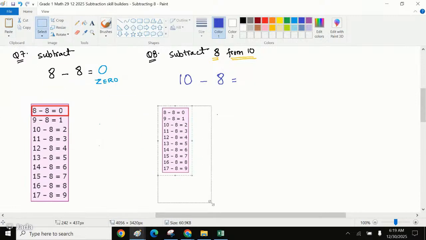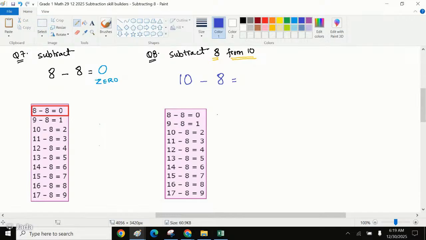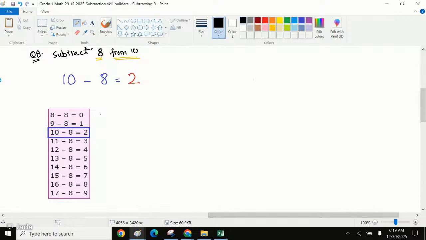Or by looking at the grid over here, 10 minus 8 was equal to 2. You are left with 2. Okay. 10 minus 8, yes, thank you so much for the answer. 10 minus 8 would always be equal to 2, because you're left with 2 at the end. Let's try the next question.